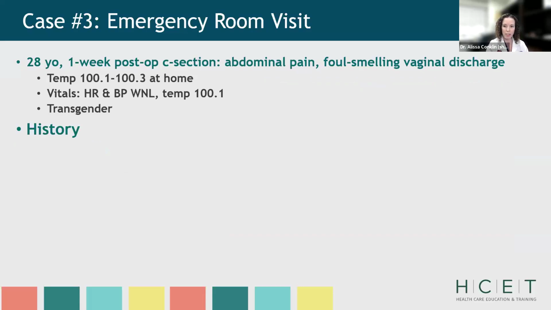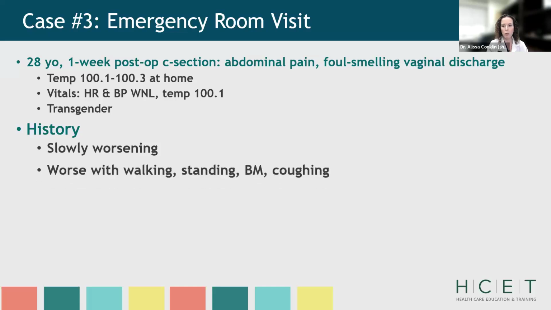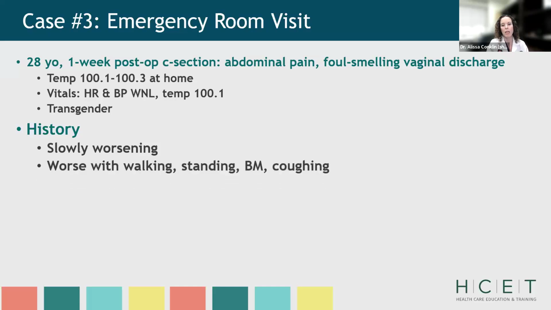You dive into his history and he tells you this has slowly gotten worse since about 2 to 3 days after the C-section. It's worse with walking, so he walks really slow. It's worse with getting up from sitting, having a bowel movement, and coughing. The bleeding has lightened up, but now a discharge that smells bad is coming out. It's not a lot, but it doesn't smell right. Next, you need to perform an exam. But what kind of exam do you truly need to help cinch this diagnosis?